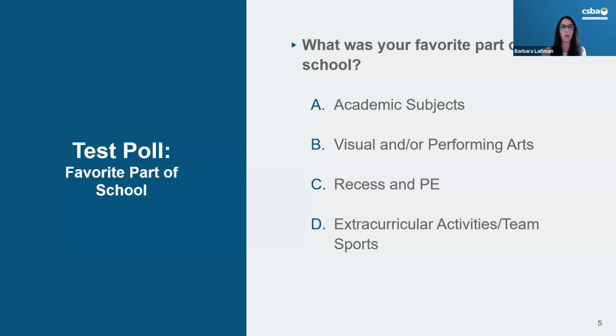And Josh, now will you please help us with our results? Okay, so let's look at what the results are showing. It looks like the favorite is extracurricular activities or team sports. Then a tie between academic subjects and visual and or performing arts. And then the last is recess and PE.